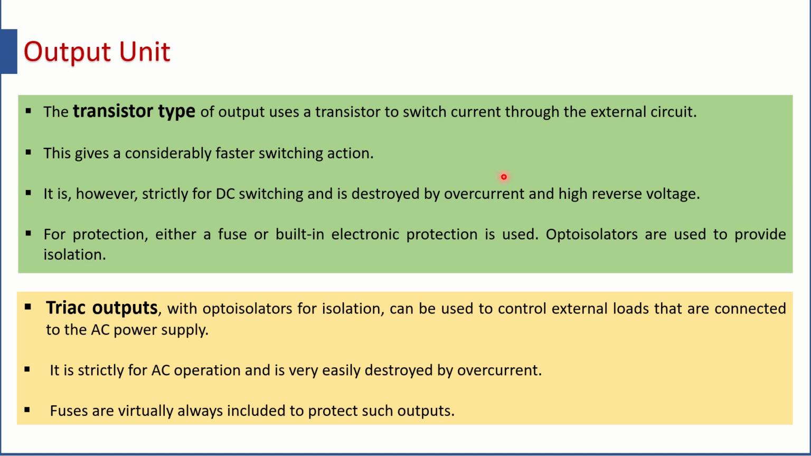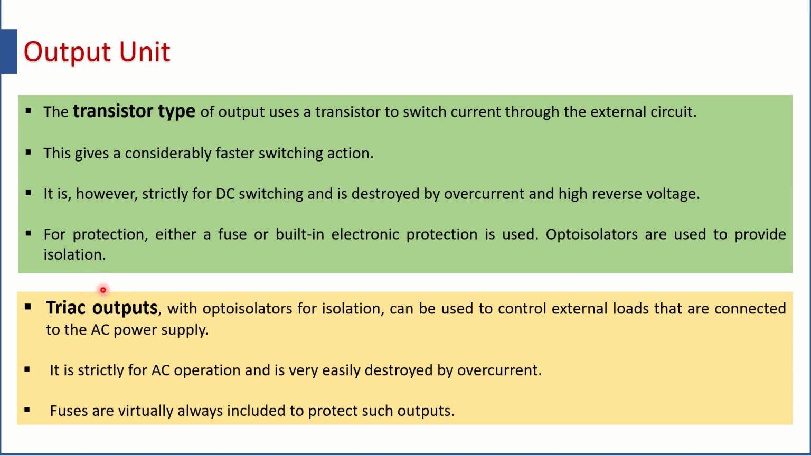And if some overcurrent or high reverse voltage is there, the transistor will simply be destroyed. Therefore, you need to give proper protection. You use either a fuse or some built-in electronic protection is already given. Opto-isolators are invariably used to provide the necessary isolation.